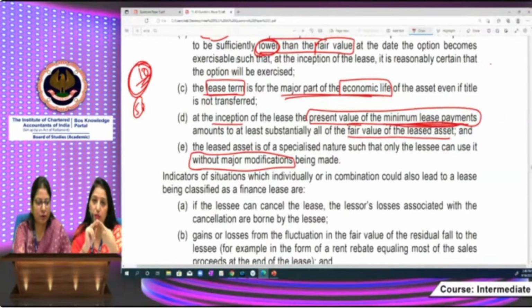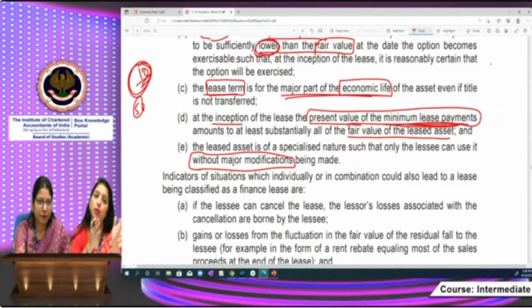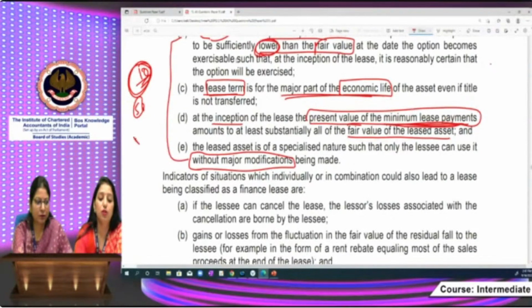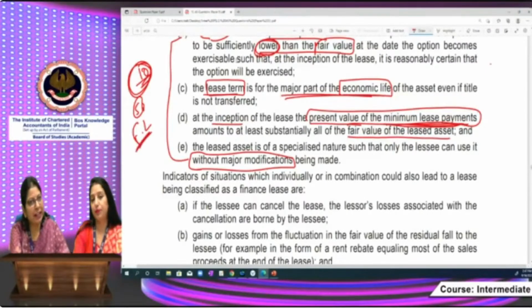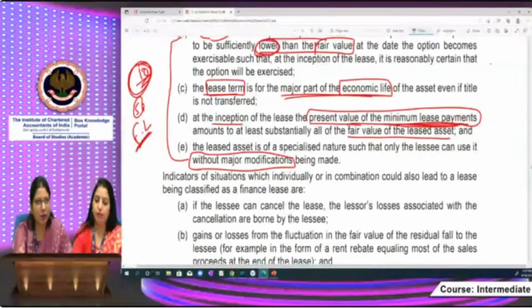Number 1, ownership is transferred. Number 2, option to purchase. Number 3, the lease term should be equal to the major part of the economic life. Number 4, the present value of the minimum lease rent should be equal to the fair value of the leased asset. And number 5, it should be used as it is without any major modification. If all these 5 conditions are satisfied, then we can say this lease is a finance lease. Even if any one condition is satisfied, the lease will become a finance lease. All the conditions need not be fulfilled, but if any condition is fulfilled, it will be called a finance lease. Otherwise, it will be an operating lease.